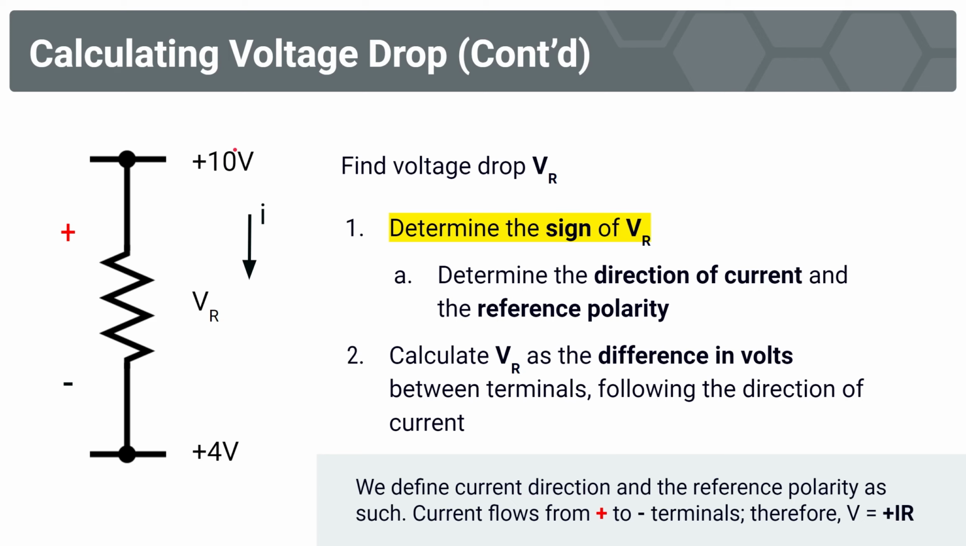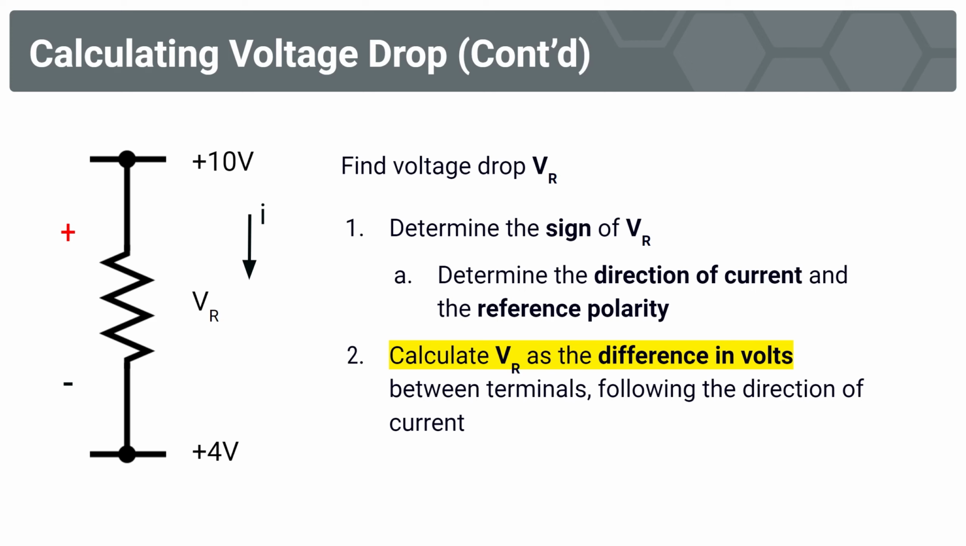It would have changed the sign of our voltage drop, but as long as we were consistent, the final calculation would be correct. Again, I realize that's weird to wrap your head around right now, so bear with me. To recap, we defined the direction of current to flow from the 10 volt node to the 4 volt node. And we defined our reference polarity such that the current flows from the positive to negative terminal of our voltage drop's reference polarity. And remember our rule, if current flows from positive to negative, then the sign of the voltage drop will be positive.